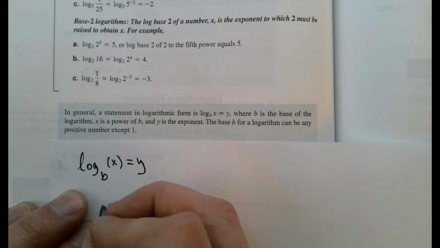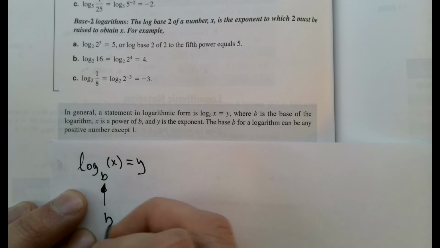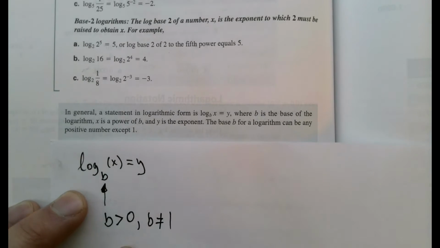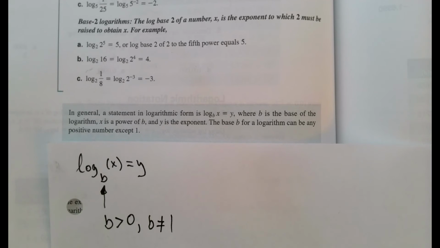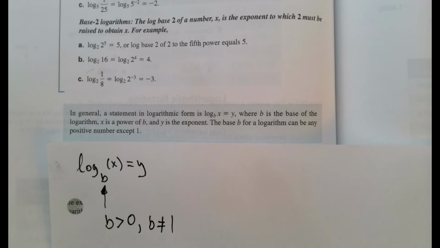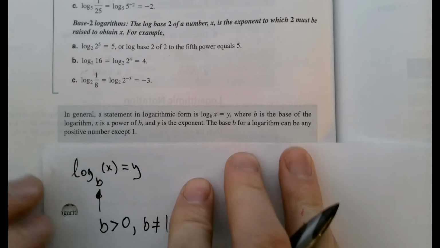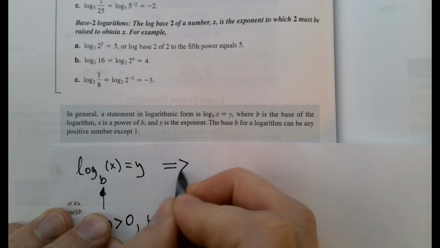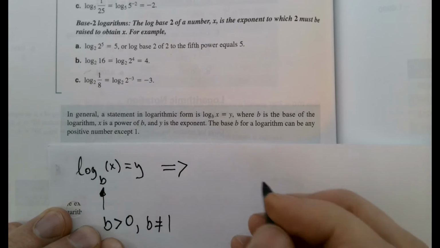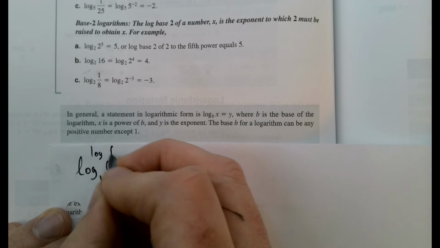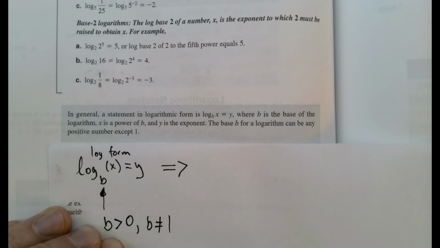So the base b for a logarithm can be any positive number except 1. We could write the restriction on b as b greater than 0 and not equal to 1. So it can be a number between 0 and 1, it can be a number greater than 1, but it can't be 1 itself. In the next section, we're going to look at how we can rewrite this in exponential form. So you should think of this as the log form of an expression.